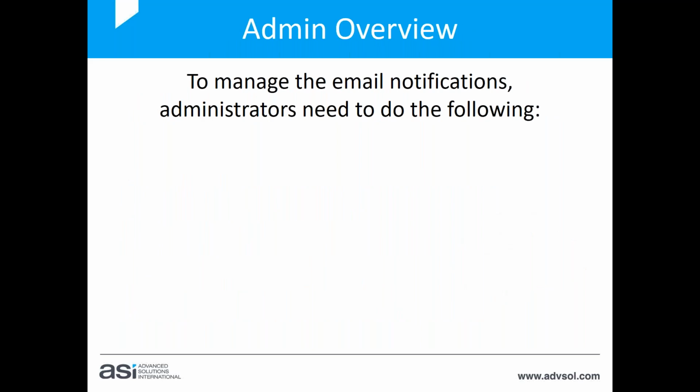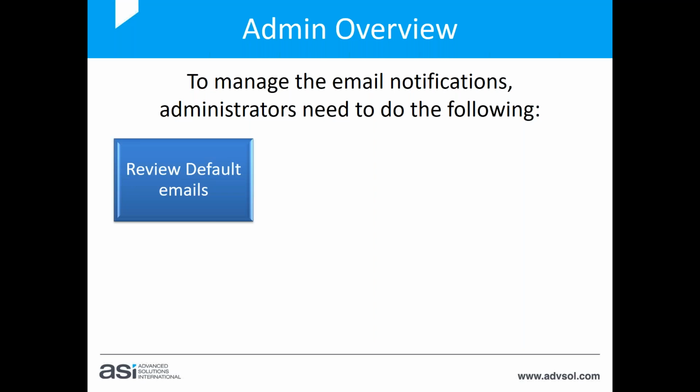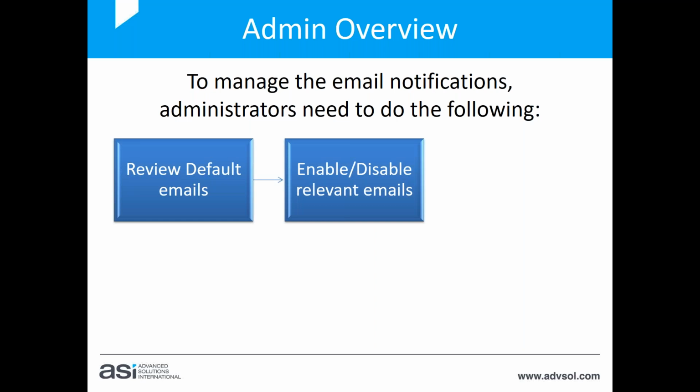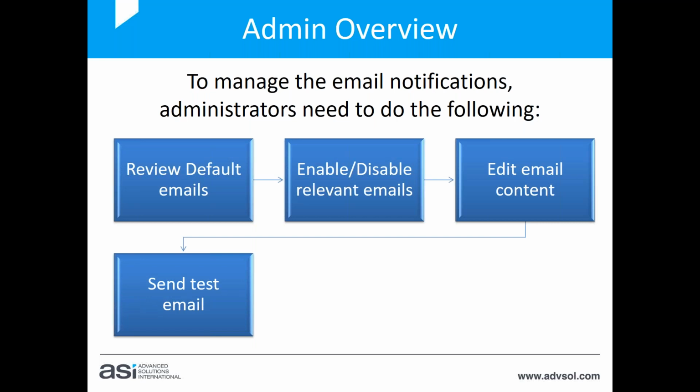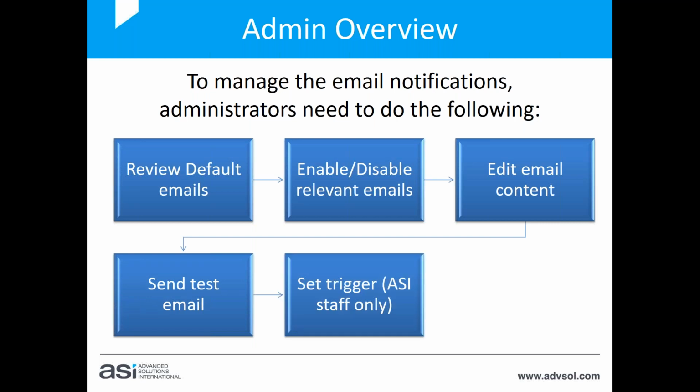So administrators, this is you guys that are online today, what you need to do to manage your email notifications. Review your default emails for starters. Which emails do you need to enable or disable? You need to make those decisions. Then edit the content to suit your association and your wording. Send yourself a test email to see what it looks like. And if relevant, set a trigger, which only ASI staff can set, and I'll explain those later on. We're going to look at each of these in a bit more detail in today's webcast as well.